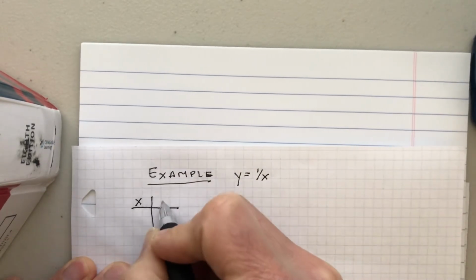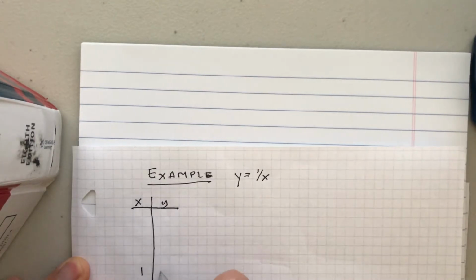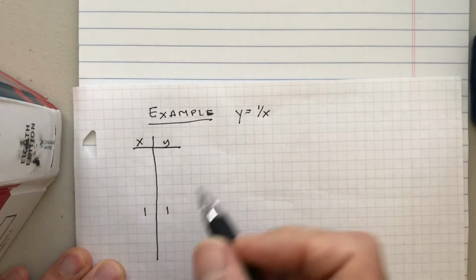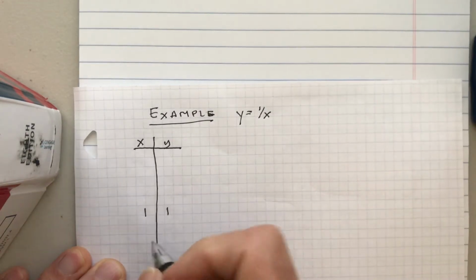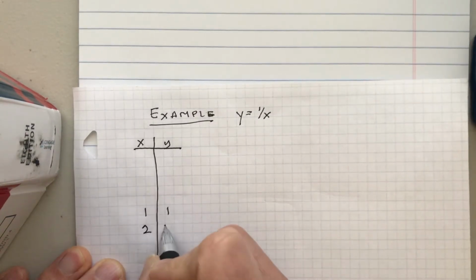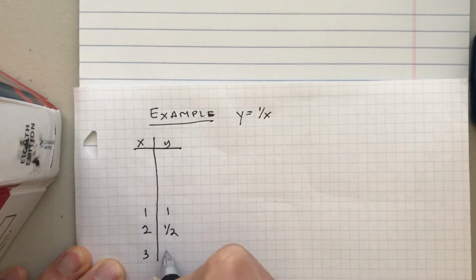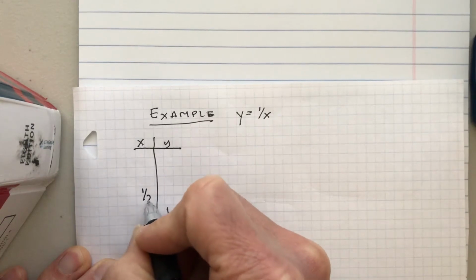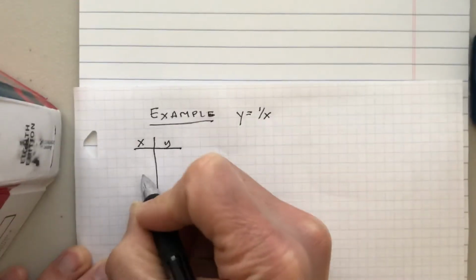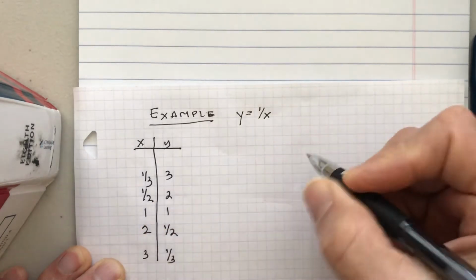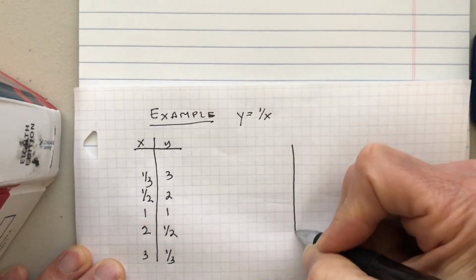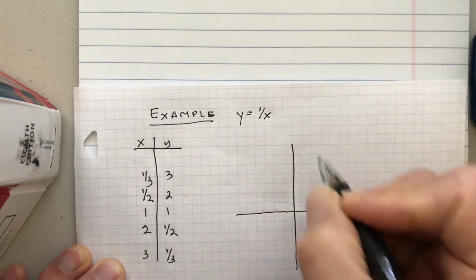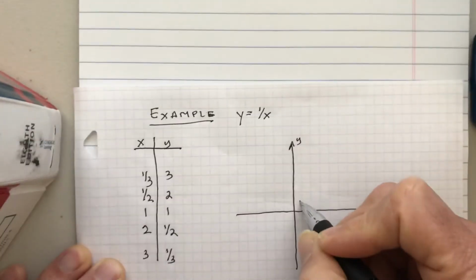And we write x and y. We've done this function so many times that maybe it's not necessary to do the table, but this is a reciprocal. So the reciprocal of 1 is 1, the reciprocal of 2 is a half, the reciprocal of 3 is 1/3. Getting smaller positive numbers, the reciprocal of 1/2 is 2, the reciprocal of 1/3 is 3. And we can plot points there.